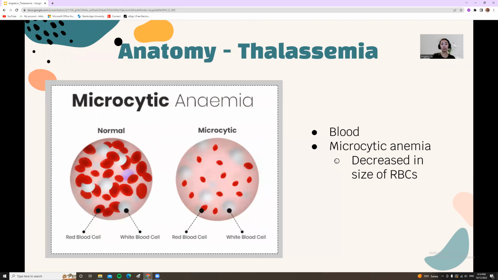Now, since thalassemia involves hemoglobins, the main targeted organ would be the blood. In this case, microcytic anemia would be the main characteristic of thalassemia, in which there are normal hemoglobins as well as the lack of normal hemoglobin levels, making the red blood cells smaller than usual, as you can see in this picture.